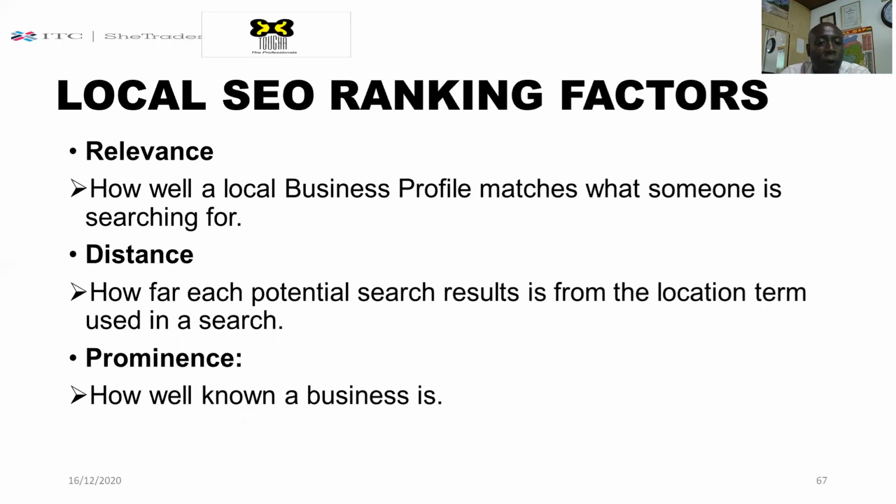So the factors for local SEO ranking that Google takes into account will typically cover the following: relevance, how well your local business profile matches what someone is searching for. And we'll talk about your business profile in Google My Business in the subsequent slides. And then the distance, where the person is doing the search and where the business is located, is also very, very important in local SEO ranking.